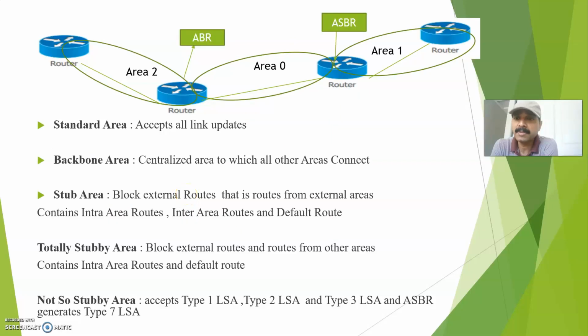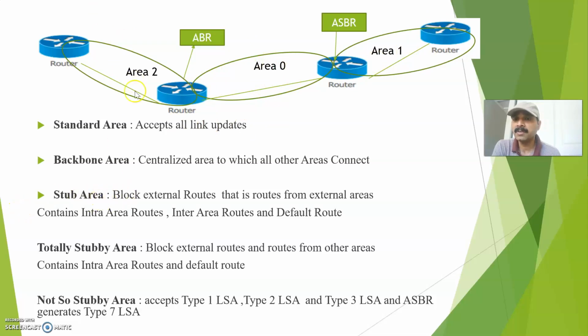So what are the area types? Standard area, which accepts all the link updates and the summary. Backbone area is area 0. What we call the backbone area is labeled as area 0. So to this backbone area, all other areas should connect, right? This is a centralized area to which all other areas connect.